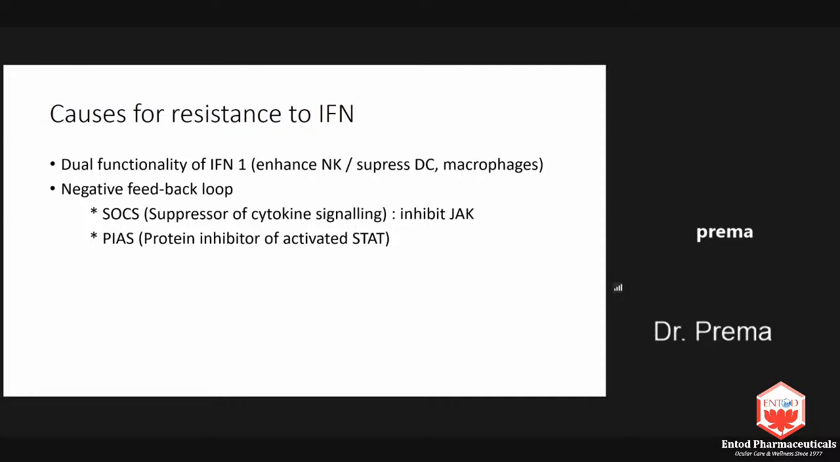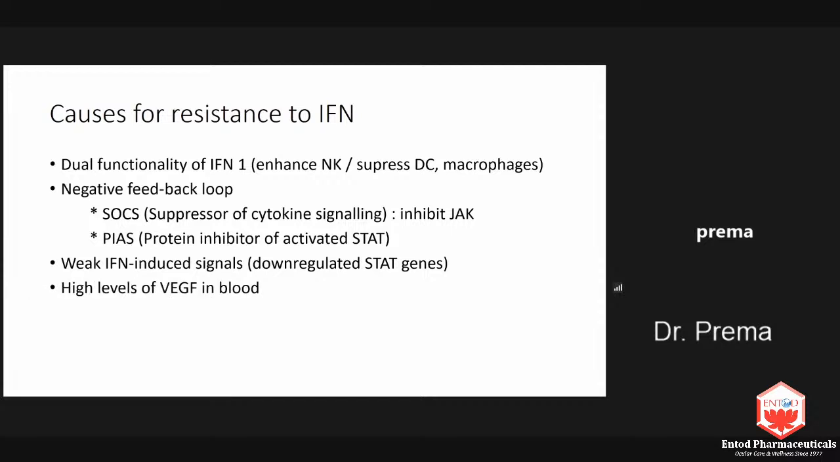But as that happens, too much of that is also not too good, because too much of interferons will unleash the power of these natural killer cells, and it'll be more toxic. So some of these cells start to have a negative feedback, and the JAK and the STAT pathways are inhibited, and that may be one of the reasons why it's not as effective anymore. Some of these signals may just be weak, and that might also be one of the reasons why it is resistant to interferons. There could be high levels of VEGF in the blood, and this may be one of the reasons why one of the therapeutic agents is anti-VEGF therapeutic agents.